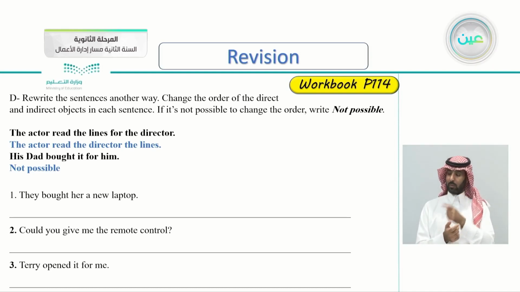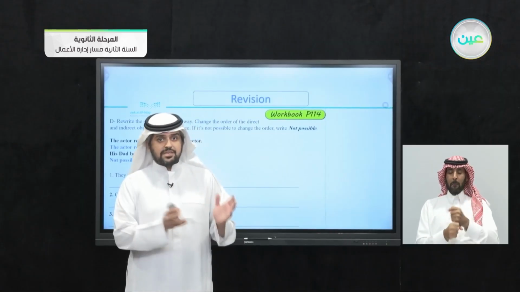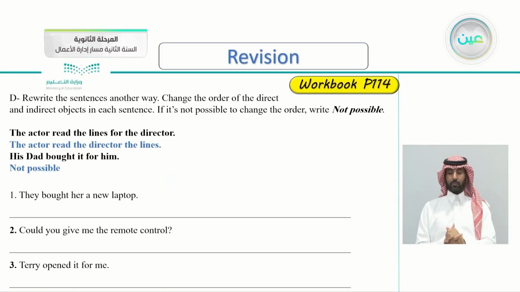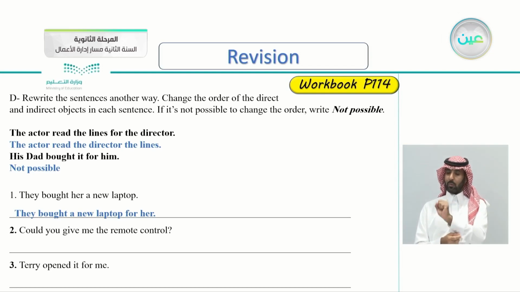They bought her a new laptop. So, how do we change this? Change the order of the direct and indirect object here. And remember, if it's not possible, just say not possible. They bought her a new laptop. So how do we change it? They bought a new laptop for her. A new laptop is the direct object here. For her, her here is the indirect object.